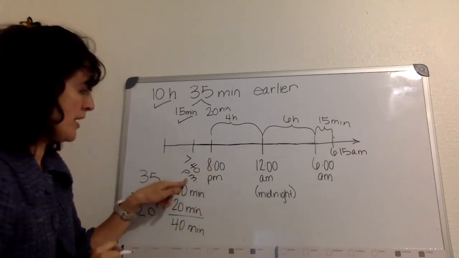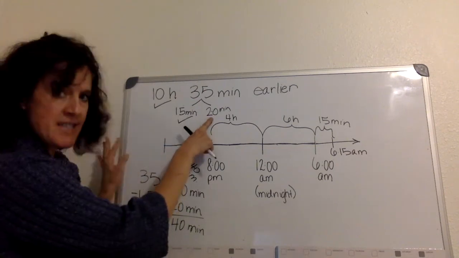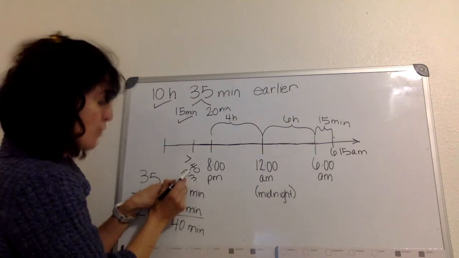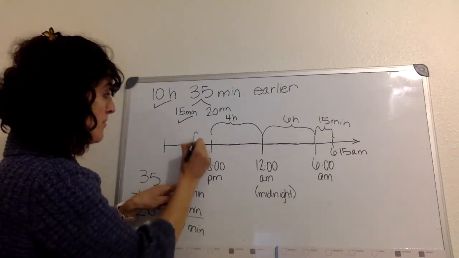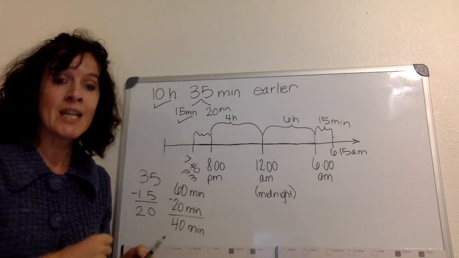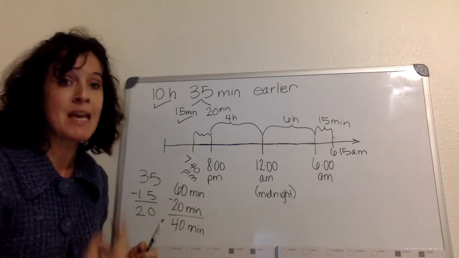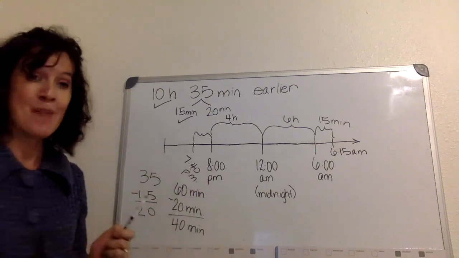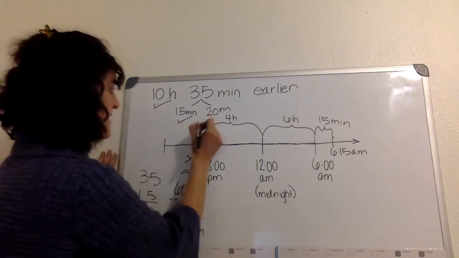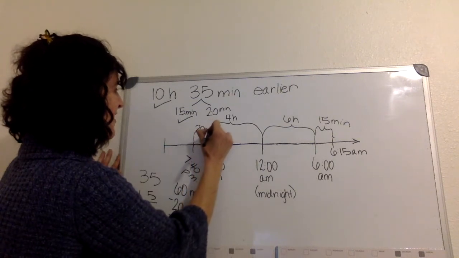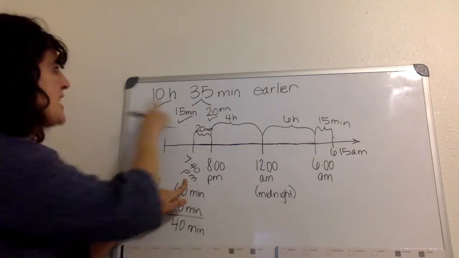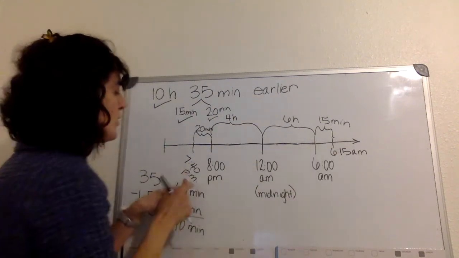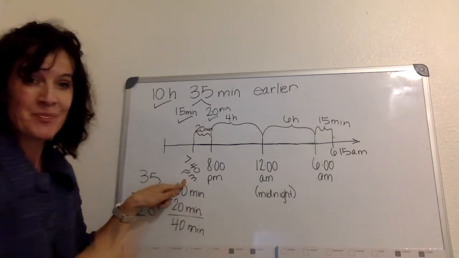So just think about it. Did I just deal with my 20 minutes? Well, let's see. Is it 20 minutes from 7:40 to 8 o'clock p.m.? Well, sure it is. 7:40, add another 10, that's 7:50 p.m., and then add one more 10, and that'll bring me to 8 o'clock p.m. So I've dealt with my 20 minutes right there. Perfect. 10 hours, 35 minutes earlier, if I started at 6:15 a.m., would be 7:40 p.m.